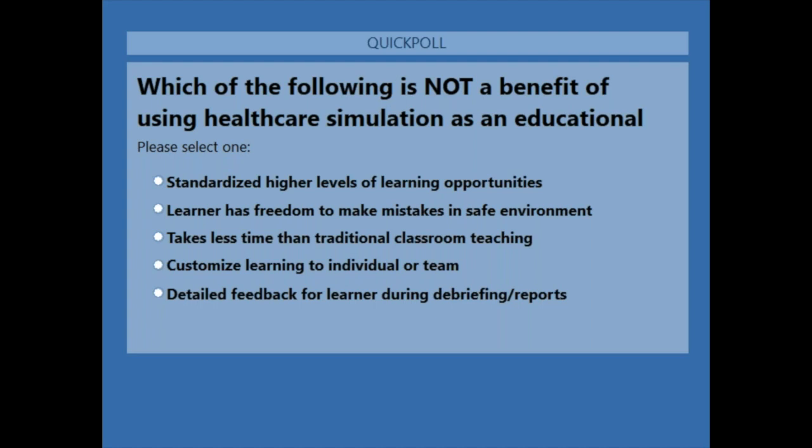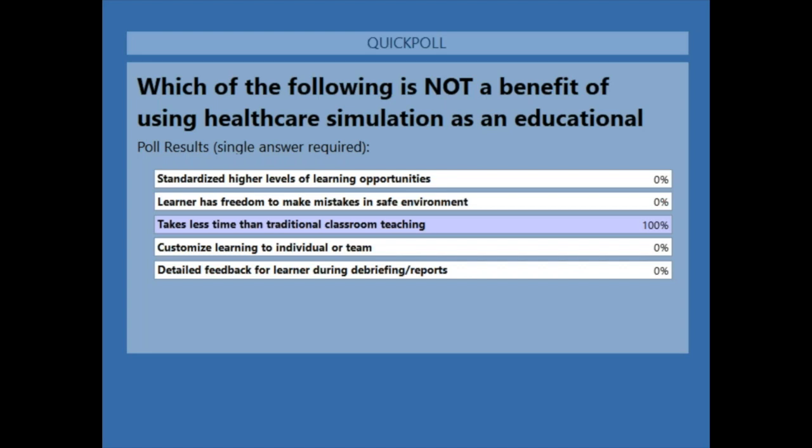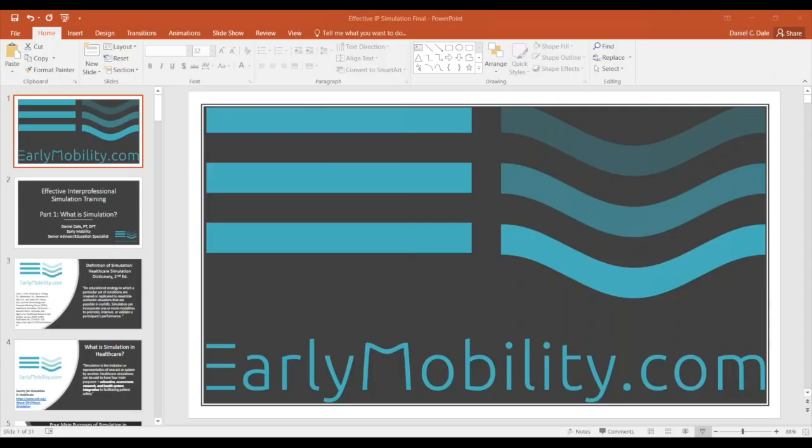All right, again, about 50% have voted, and if you haven't given a stab at it, just give it about 10 more seconds. And again, in keeping with the simulation environment of safe learning, don't worry if you are not sure if it's the right answer, because we're going to talk about them and go through them. All right, let's close the poll, share results. It looks like 100% of people said takes less time than traditional classroom teaching. That is correct. So they're right on with that. And we'll talk about that as we move into the standards of simulation.